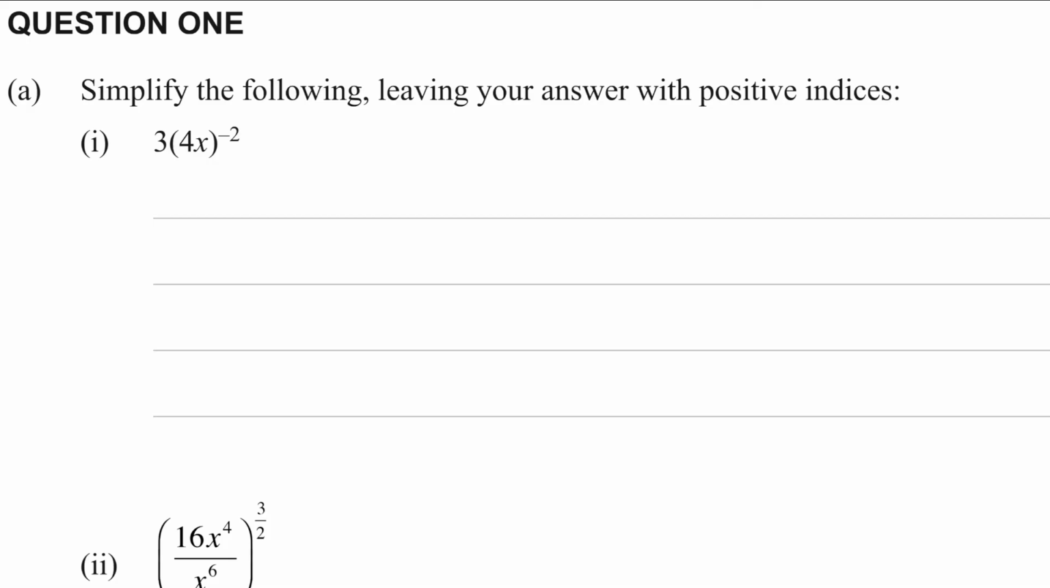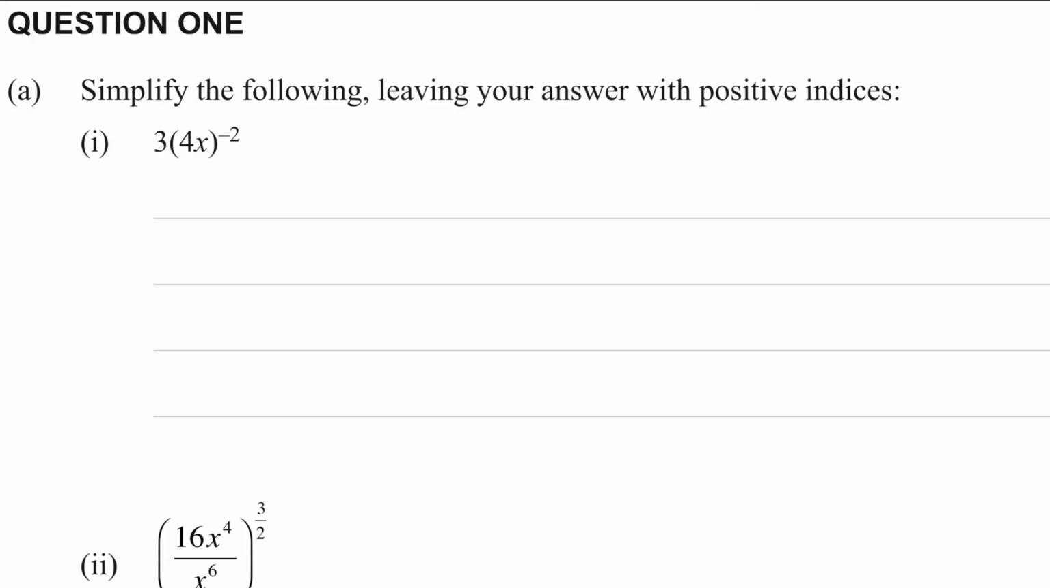Simplify the following, leaving your answer with positive indices. Isn't it great to have such a positive question? Not really, because that makes our life a bit harder, but oh well, here we are. So just looking at the first question, is that simplified? And does it have positive indices?